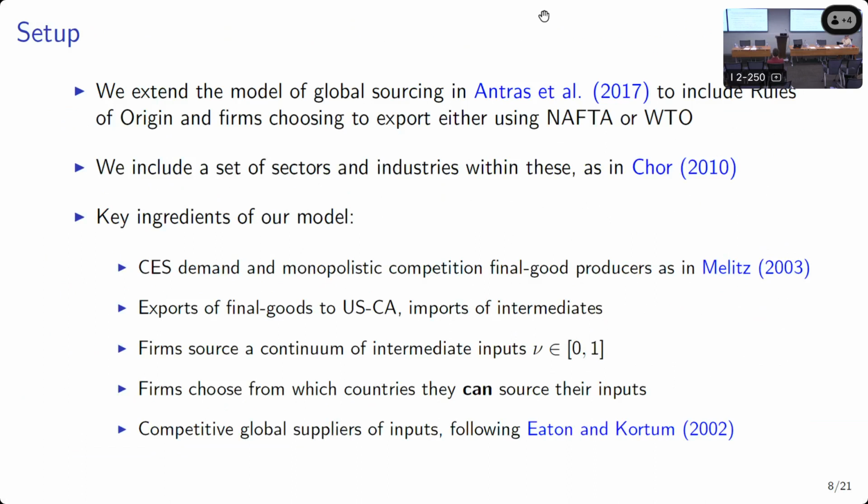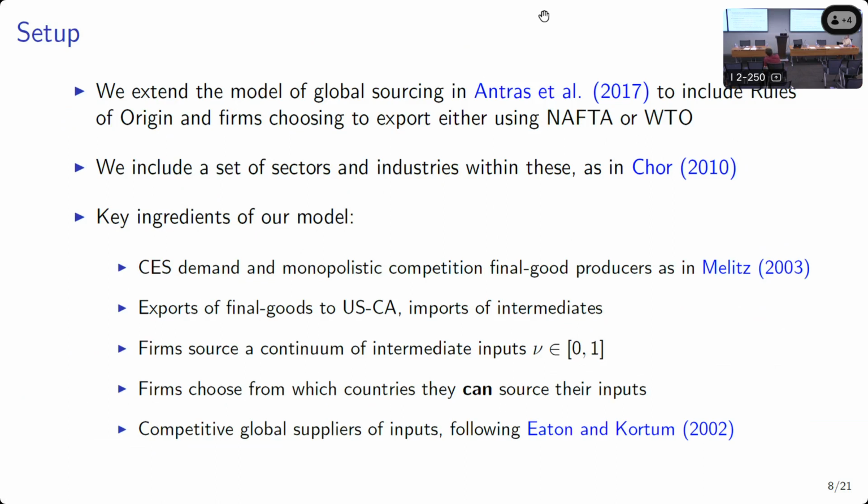We have CES demand and monopolistic competition final good producers in Mexico. These guys are exporting to the United States and importing intermediate inputs from all over the world. Another dimension of tariff is Mexico's tariff on intermediate inputs. That would also affect your decision about whether to source from a third country. Right. We also take into account Mexico's tariffs on intermediates when we do the quantification of the model.